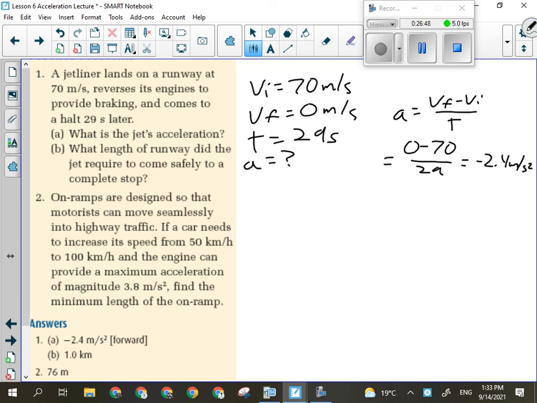What length of runway did the jet require to come safely to a complete stop? At this point I have VI, VF, t, and A. I can use any formula I want that has D in it and I'll get the right answer. I like to use one that has numbers I was given in the question as opposed to numbers I calculated, but I can't do that because I calculated A, and A is in every other formula we have. So I'm going to go with one that I don't have to manipulate.